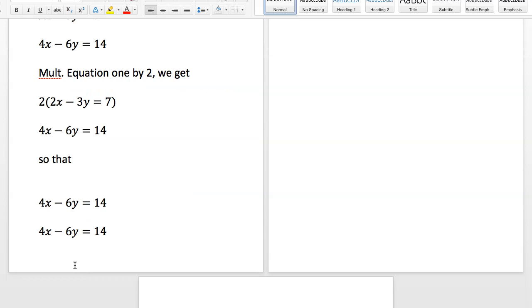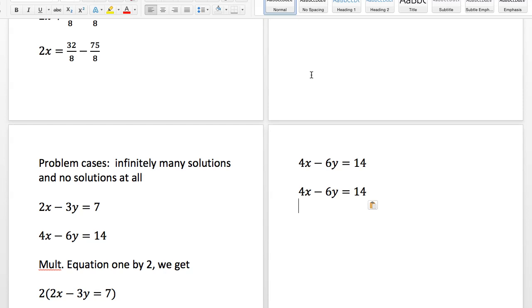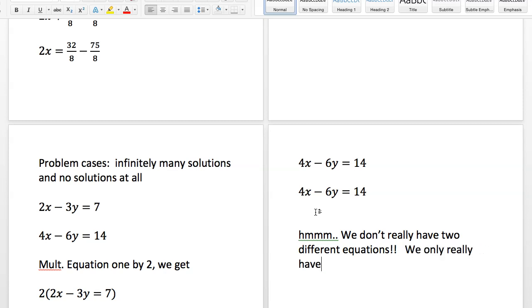now, guys, what's happening is these are the same equation. And let me just go up here and I'll copy these. I don't usually copy them this many times. It's okay. Extra never hurts. Well, we don't really have two different equations. So really, we only have 4x minus 6y equals 14, right?